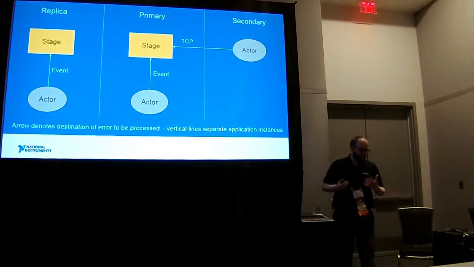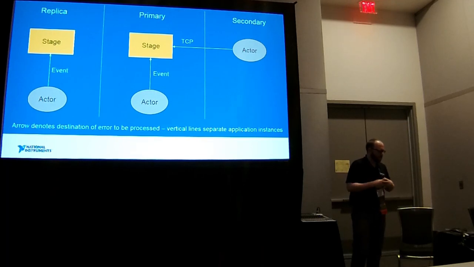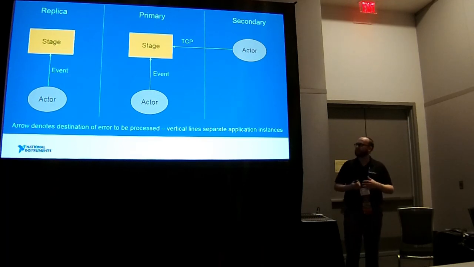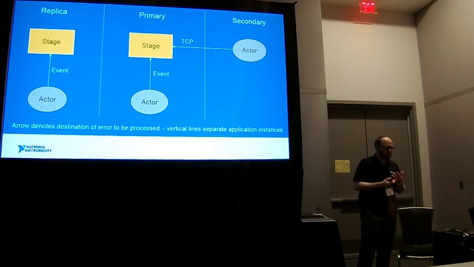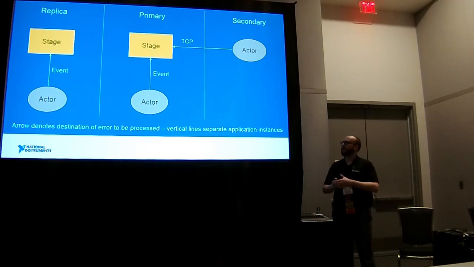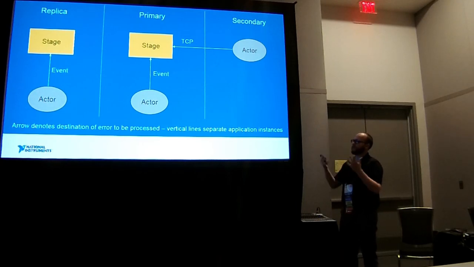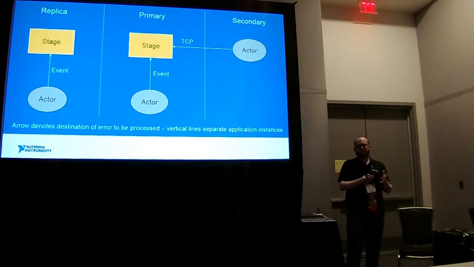So in the error process framework, we have an architecture called REPS, which stands for replica, primary, and secondary. Basically it defines an application as one of these three different states. A replica node is just going to stand on its own, so it's only going to report errors to itself.